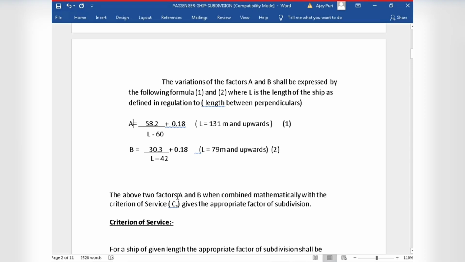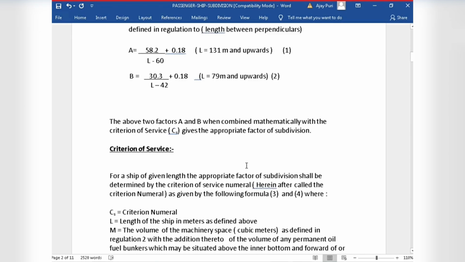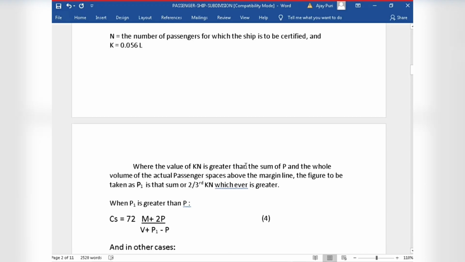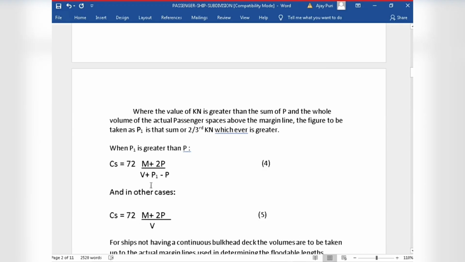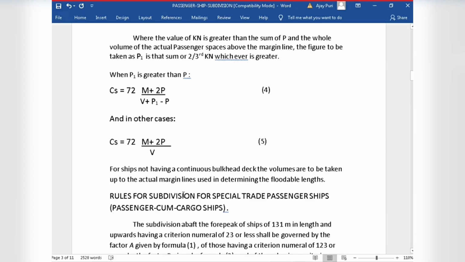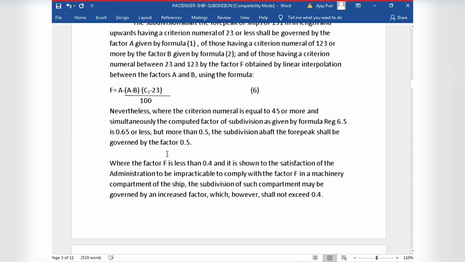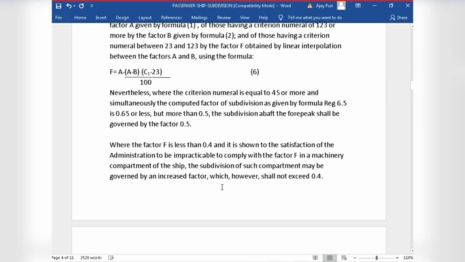So when you combine A and B along with the criterion of service numeral, now we have the CS number, and you get the appropriate factor of subdivision. We'll do what CS is. That is, there's a formula for CS, and for this CS there are two formulas. We'll do that. And then we'll do the rules for subdivision with F, that is, you're taking F into account. So we'll do that also, along with an example.